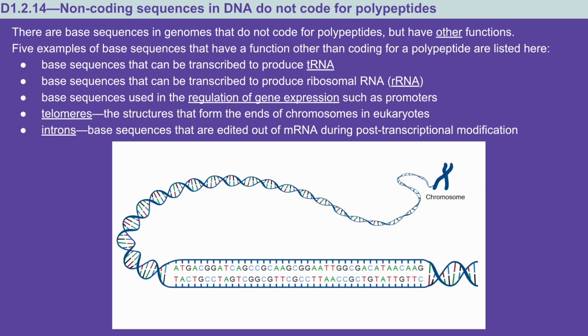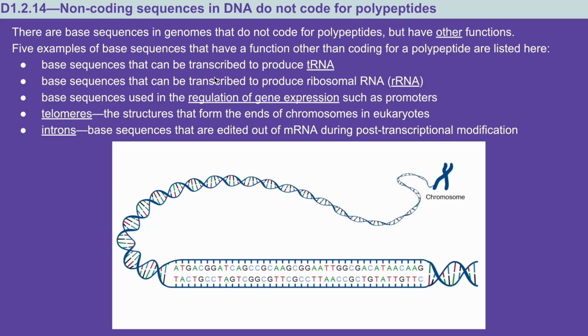Let's look at some non-coding sequences in DNA that don't code for polypeptides. We'll see that there are base sequences in genomes that don't code for polypeptides, but instead have other functions. Let's look at 5 examples. Number 1, some base sequences get transcribed to produce tRNA. We need to be able to make those tRNAs that then will exit to the cytoplasm, be able to get charged up with amino acids and bring specific amino acids to the ribosome to help build that polypeptide.